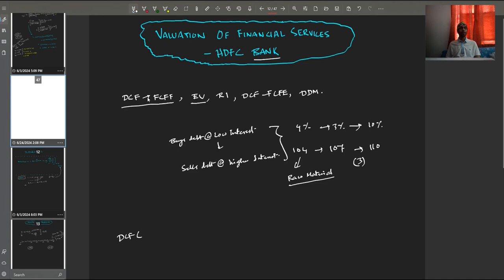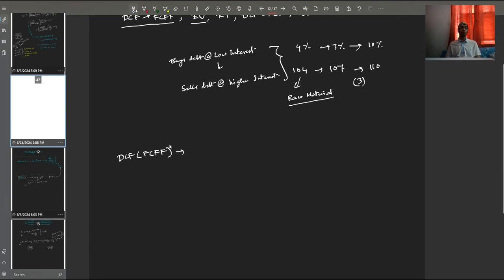So DCF through free cash flow to the firm. How do we value this? First, we find out the projected cash flows for 10 years, right? Then we find out the terminal value of free cash flows. Then we find out the present values of all these cash flows, the terminal value and the 10-year cash flows, and then we sum them up. Once we sum them up, what we get is the intrinsic value.